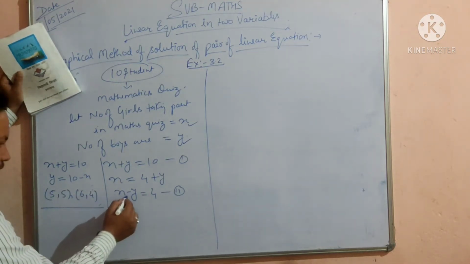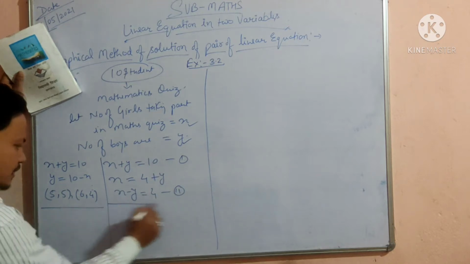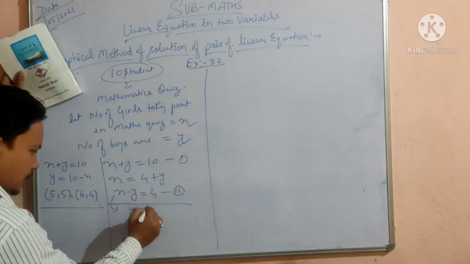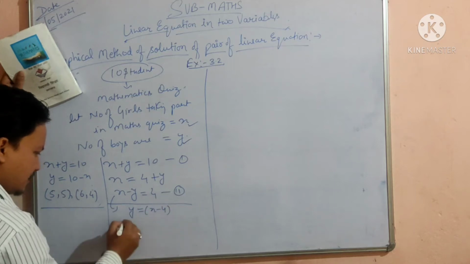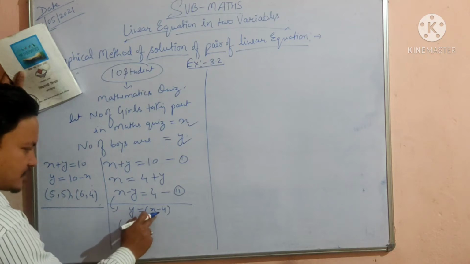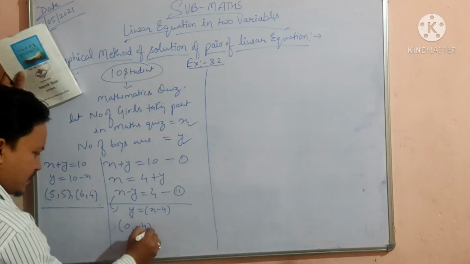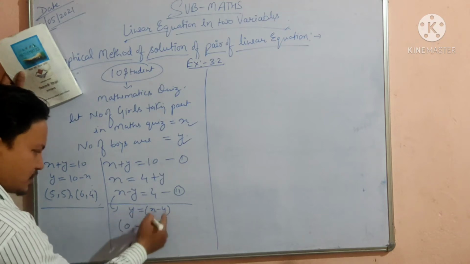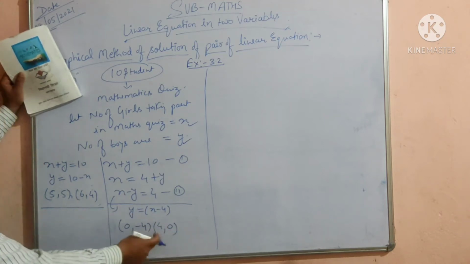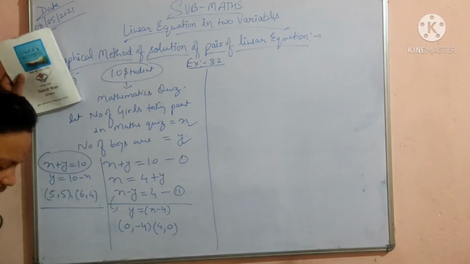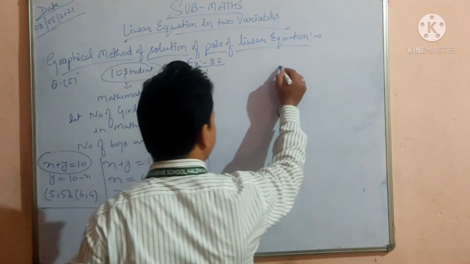Now in a similar manner, from here we can isolate Y, like Y is equal to X minus 4. Now see, if you take the value of X as 0, then the corresponding value of Y is 0 minus 4, that is minus 4. And if you take the value of X as 4, then the corresponding value of Y will be 4 minus 4, that is 0. So these are the coordinates of this particular line, and these are the coordinates of the other line. Now see, plot the graph.